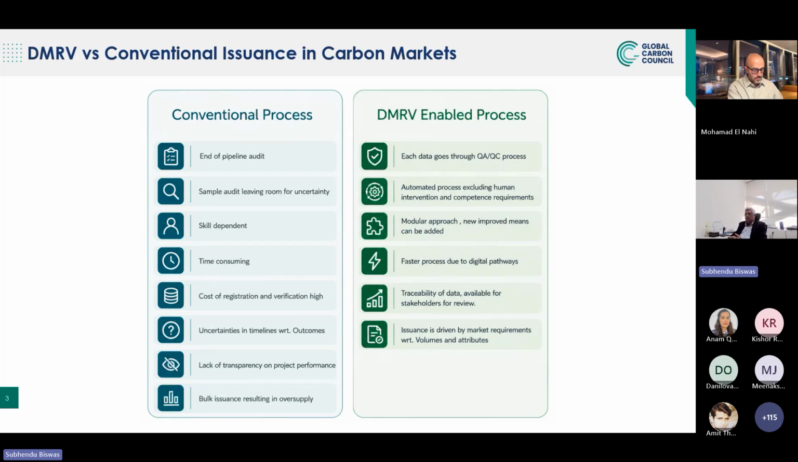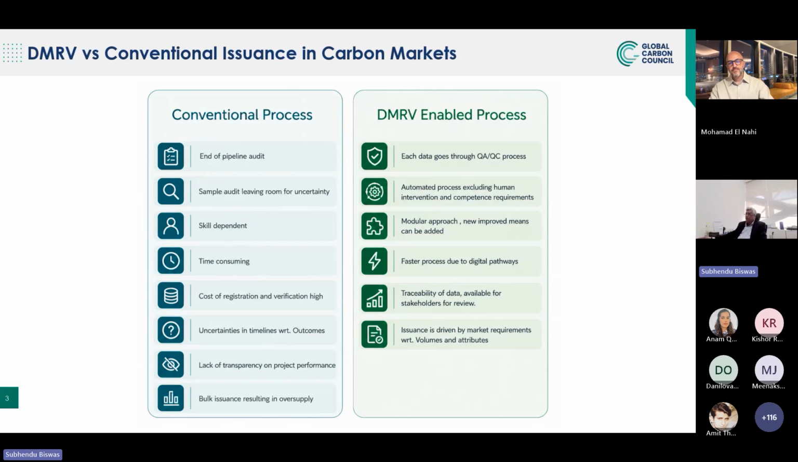So tomorrow, if there's a requirement that we need to trace back the credits to the data point from where it came, we can trace it back, and it's available for any stakeholder if there's a review process. And the project owner can trigger an issuance when he sees the market demand. If there's a demand for credits and he wants the credits, he can just choose a period and say, I want credits for this period, since he knows that this much credit is being accumulated on an ongoing basis in the project.